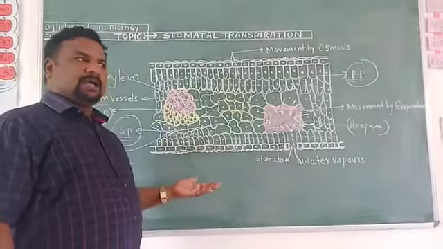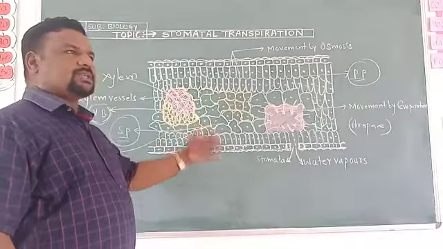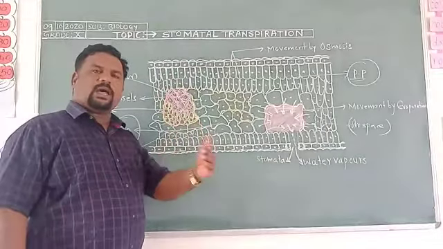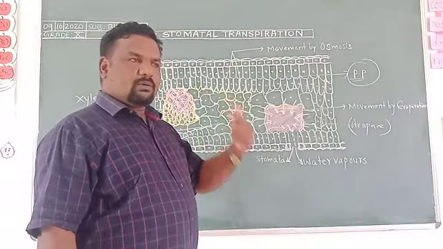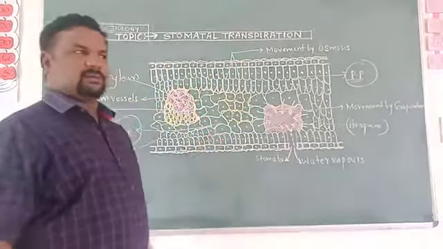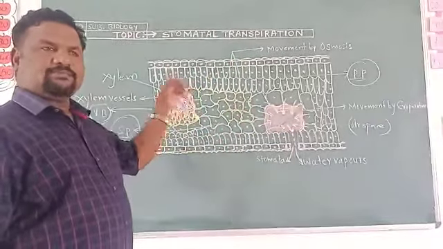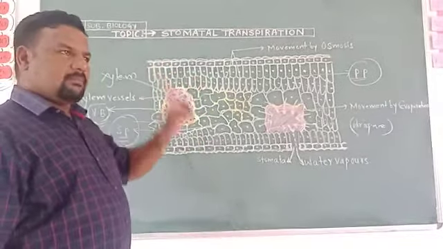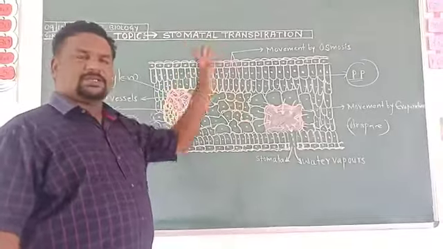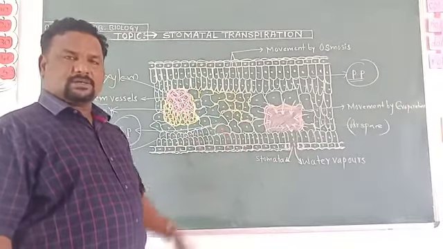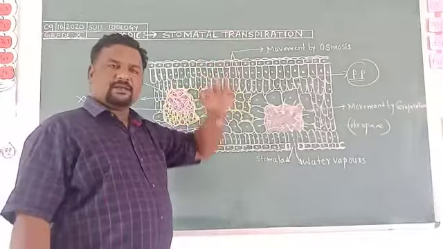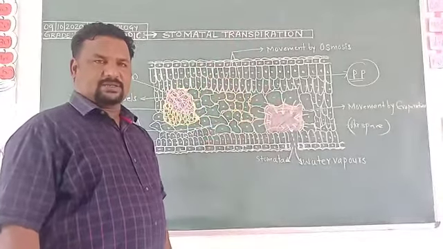Compared to cuticular and lenticular transpiration, most of the water is lost during stomatal transpiration. Means compared to lenticular and cuticular transpiration, the loss of water through stomatal transpiration is maximum. The capacity of movement of water during stomatal transpiration is more when compared to these two, lenticular and cuticular transpiration. Stomatal transpiration has more loss of water during this process.